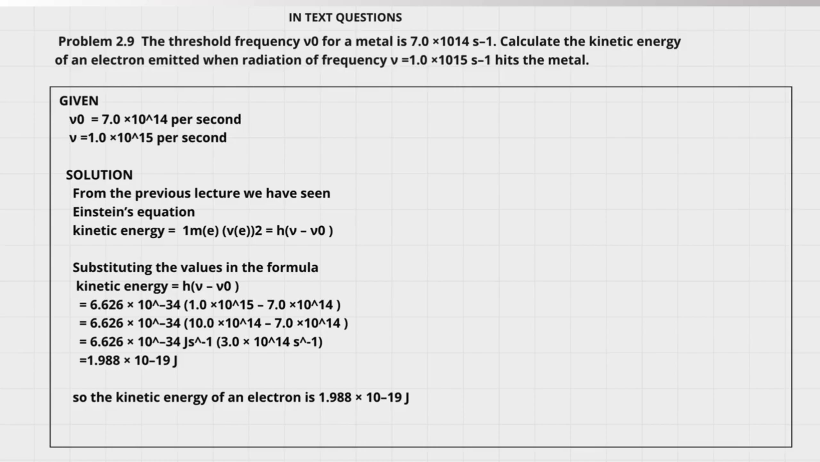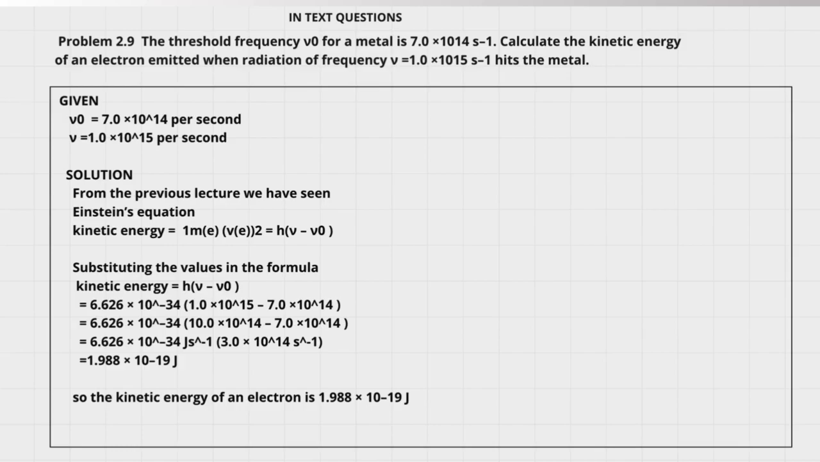Kinetic energy equals 6.626 × 10^-34 multiplied by (1.0 × 10^15 minus 7.0 × 10^14). After shifting the decimal, kinetic energy equals 6.626 × 10^-34 multiplied by (10.0 × 10^14 minus 7.0 × 10^14).